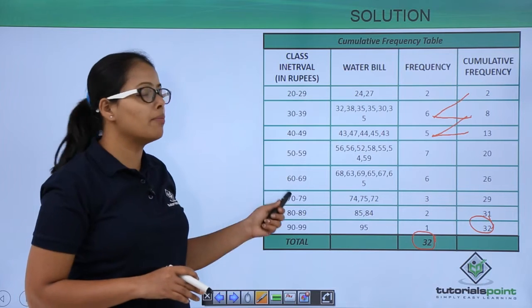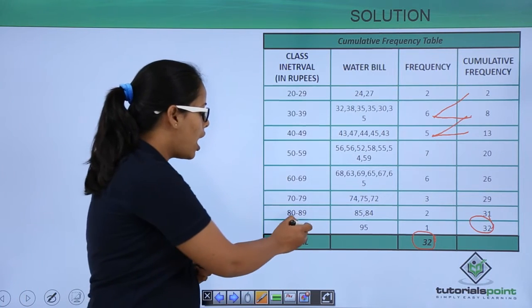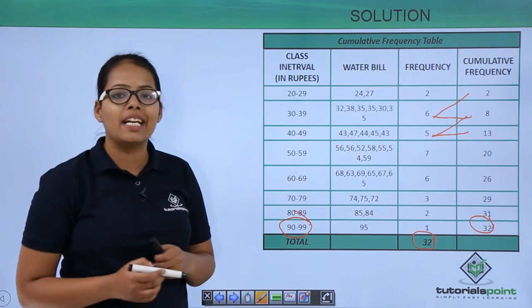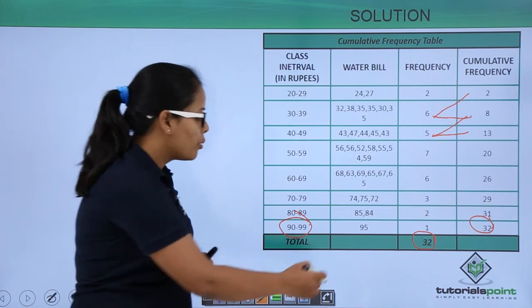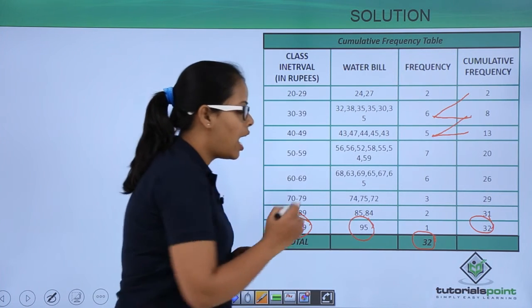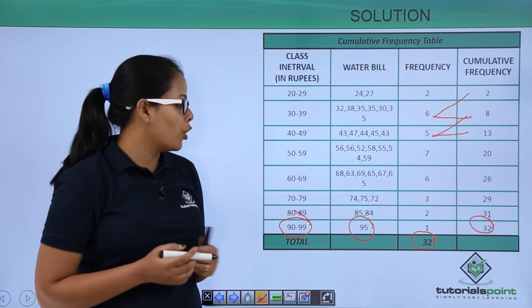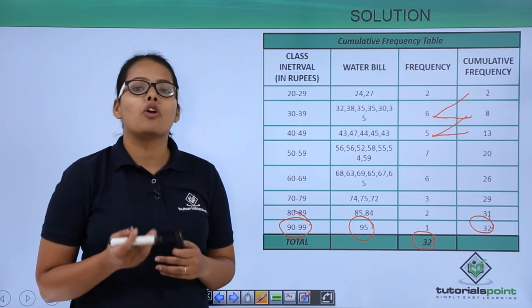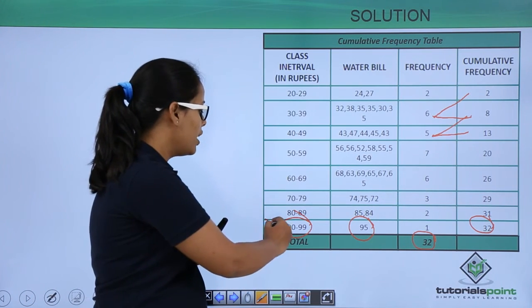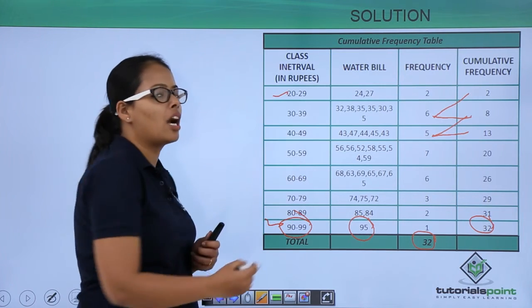Now we have done the same thing for the other intervals, and our last interval is going to be 90 to 99. Why? Because you can see here our maximum value of the water bill is 95. So you need not go further. This is going to be the end interval and this is going to be the start interval.